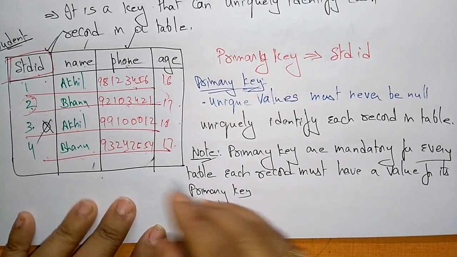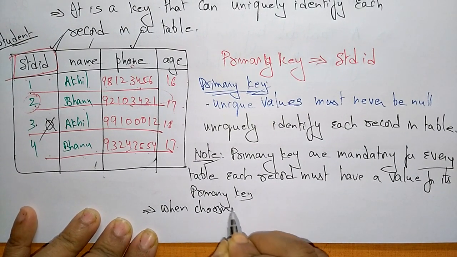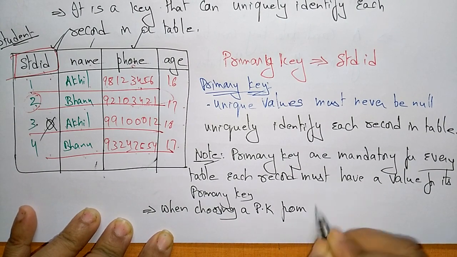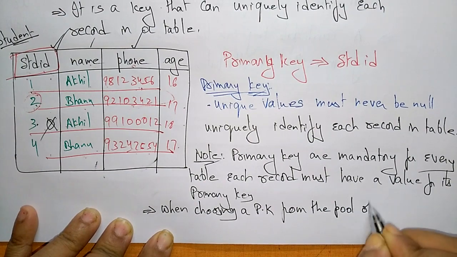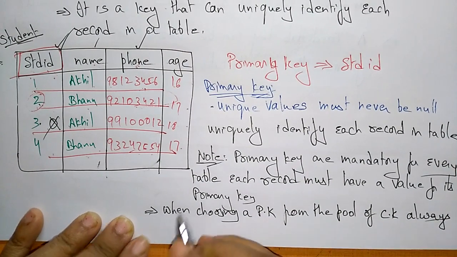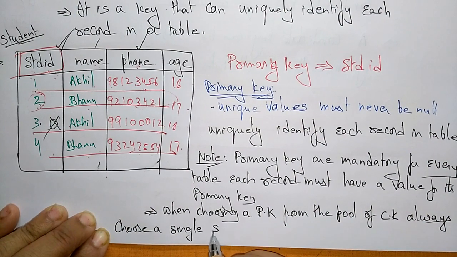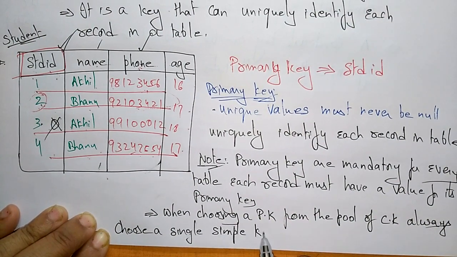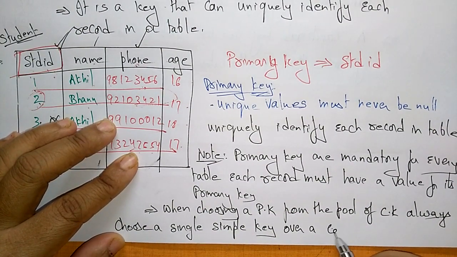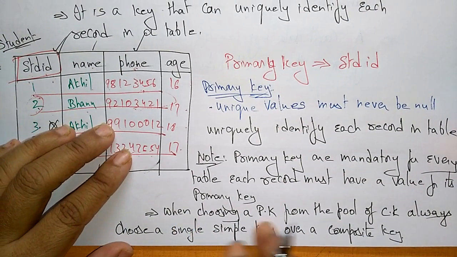And the point: when choosing a primary key from the pool of candidate keys, always choose a single, simple key over a composite key. What this point is saying is that we have to choose a primary key carefully.